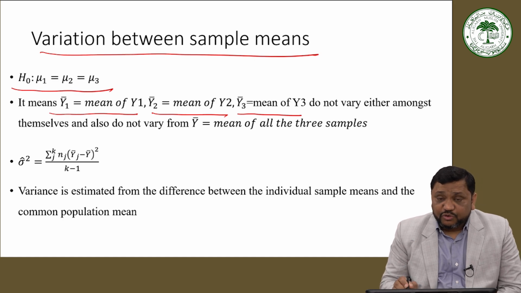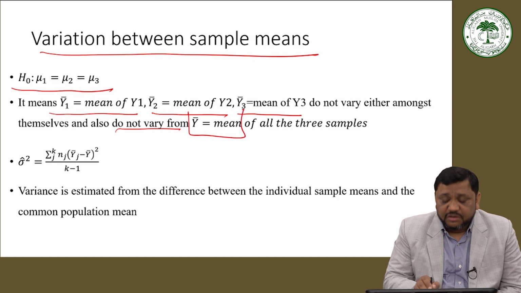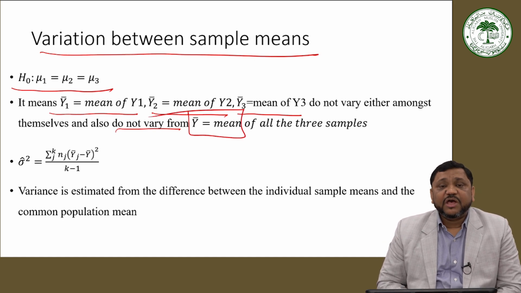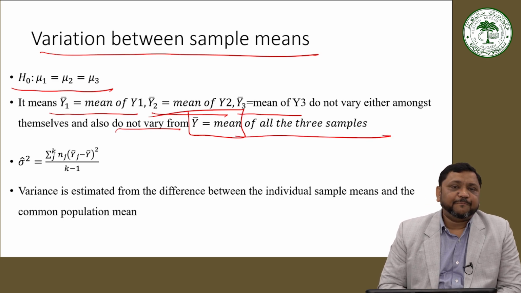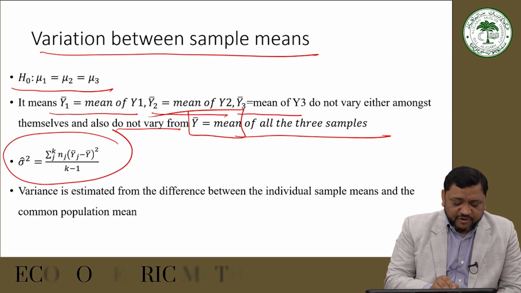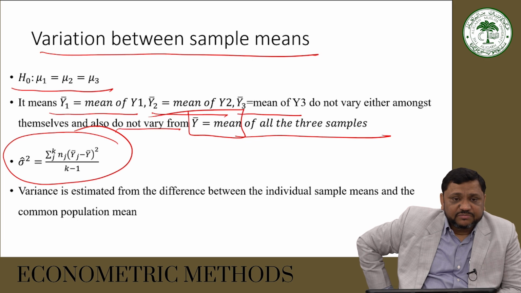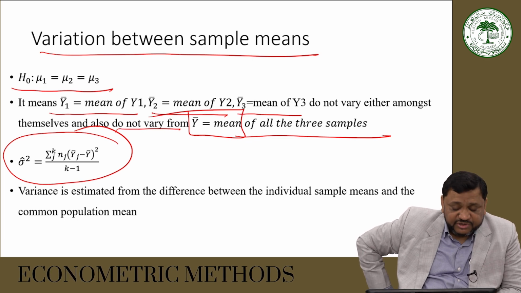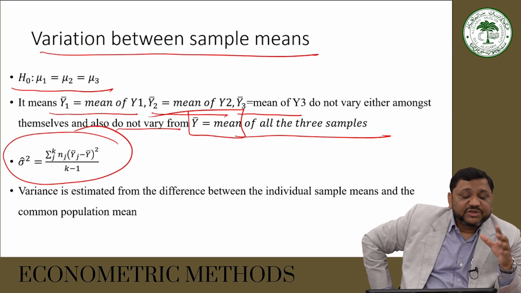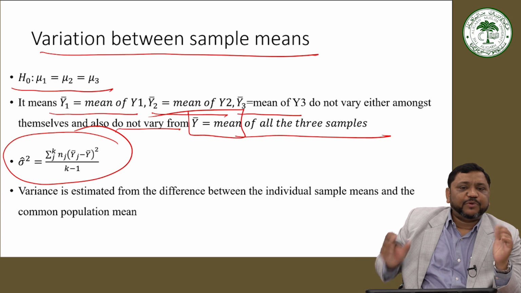What we mean is that they do not vary amongst themselves and also do not vary from the grand mean, where we had taken all the values together, that is y bar, the mean of all the three samples. Then we use the formula for variance: summation of nj times (yj minus y bar) whole square, divided by k minus 1. Here the variance is estimated from the difference of the individual sample means and the common population mean.